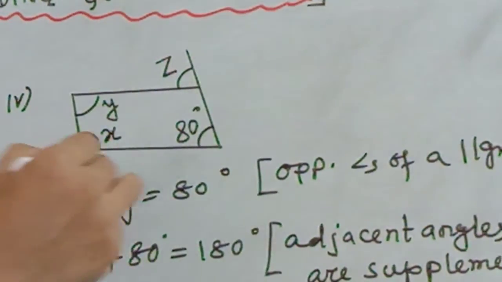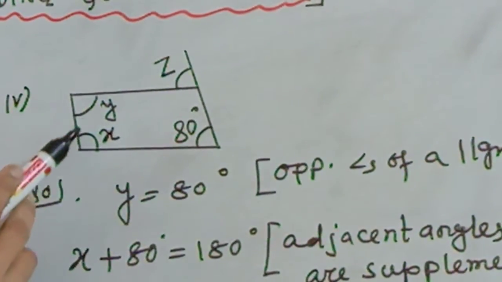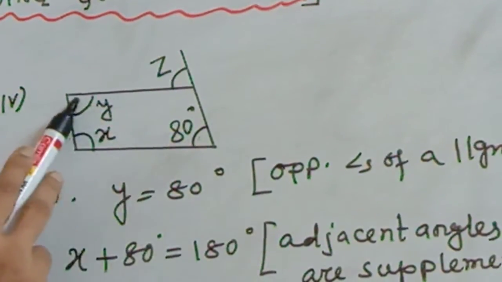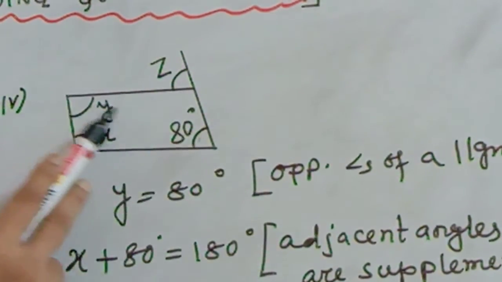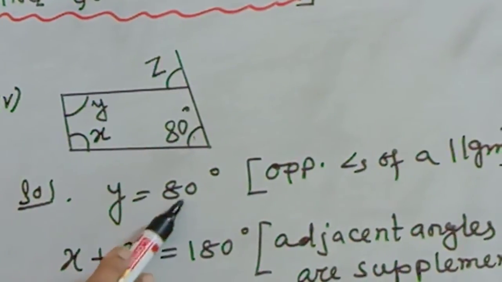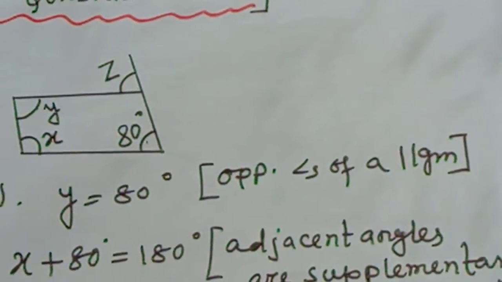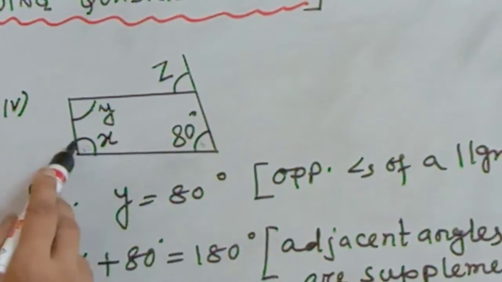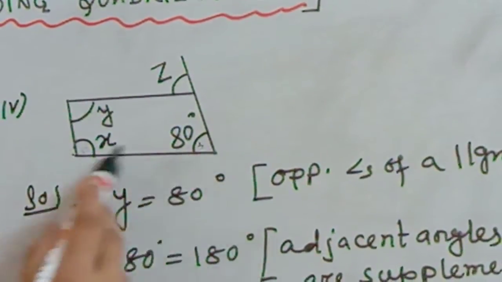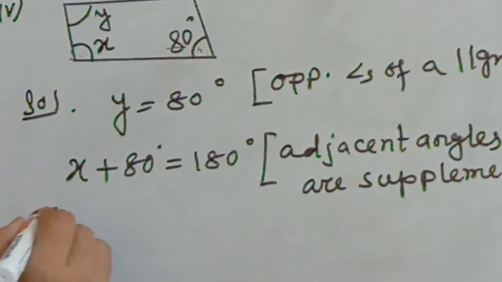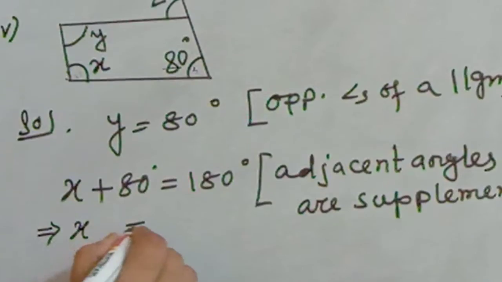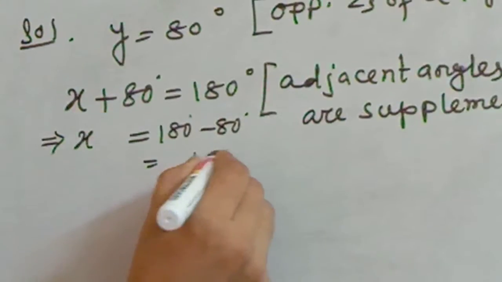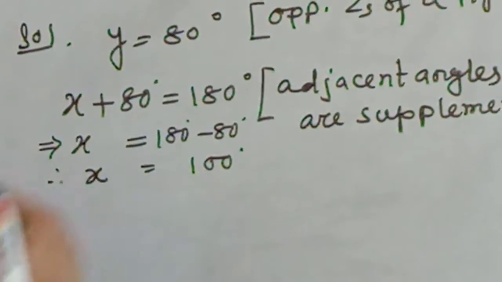Now in this figure, you can see that x, y, z are unknown angles. Only one angle is given here, 80 degrees. You know that opposite angles of a parallelogram are always equal. So y is equal to 80 degrees, and give the reason: opposite angles of a parallelogram. Now x plus 80, they are adjacent angles. Adjacent angles of a parallelogram are supplementary, that is 180 degrees. So angle x is equal to 180 degrees minus 80 degrees, that is 100 degrees. So angle x you have also found.